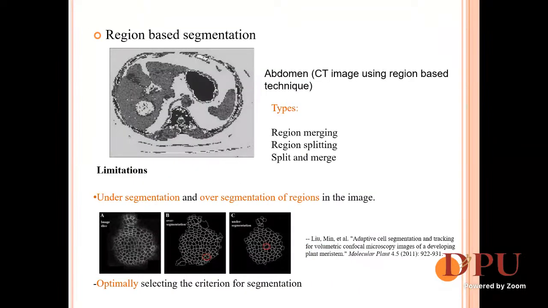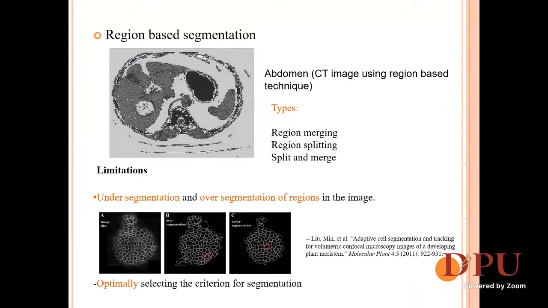The third category is called region-based segmentation. In region-based segmentation, you try to find some points in the image, and based on those points you try to grow the region. One strategy is called region growing, where similar gray values are merged. Or you start with a large region and try to split it, which is called region splitting. So one is the splitting strategy, and the other is the merging strategy.